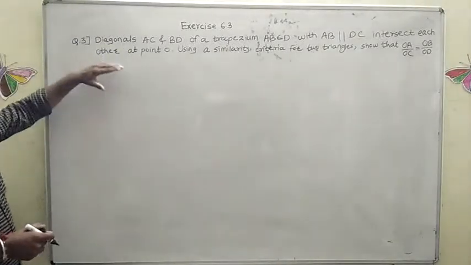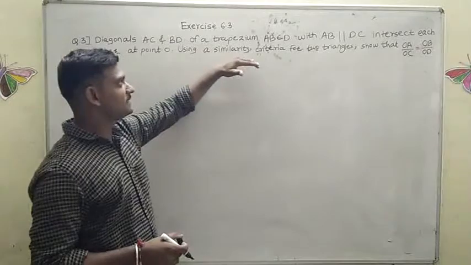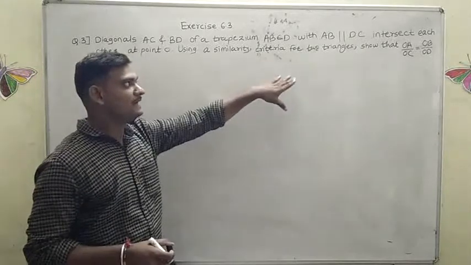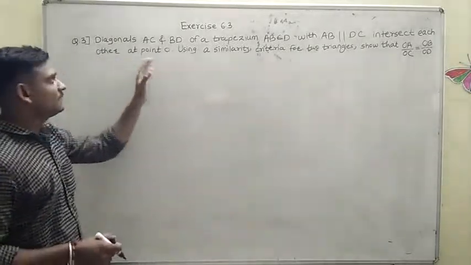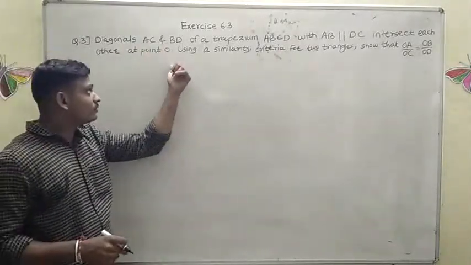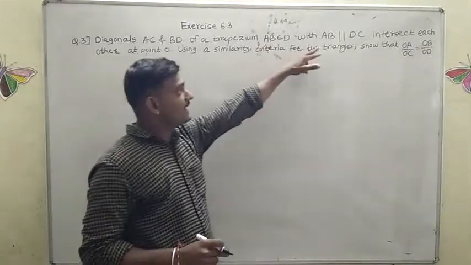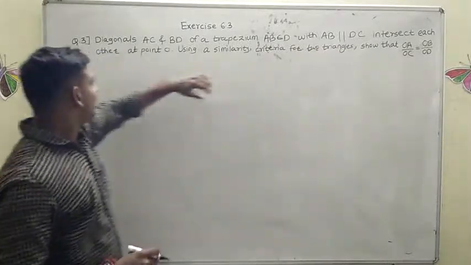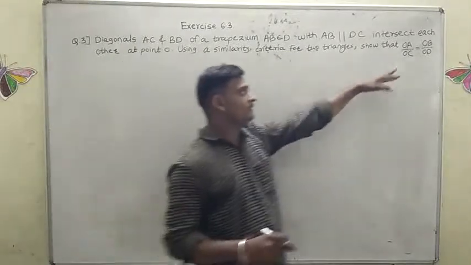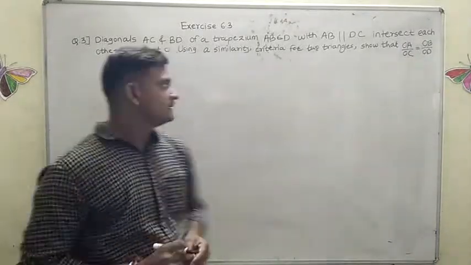See here in question number 3, diagonals AC and BD of a trapezium ABCD with side AB parallel to DC intersect each other at point O. Here the trapezium ABCD is given and side AB is parallel to DC. Now, using a similarity criterion for two triangles, show that OA divided by OC is equal to OB divided by OD. We have to show this here.